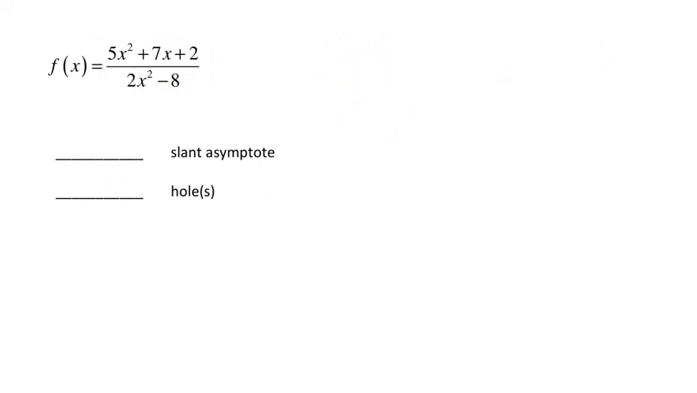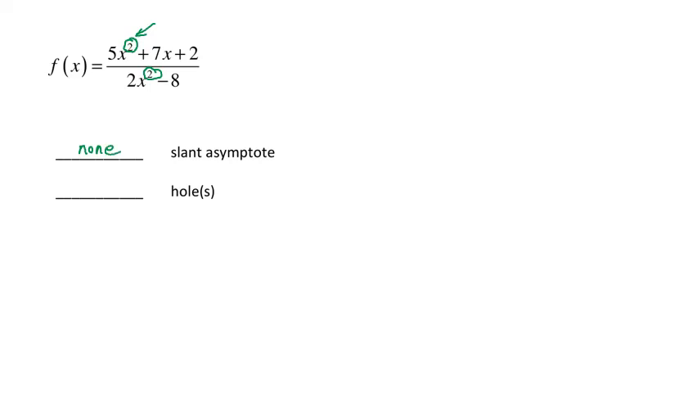To find if there's a slant asymptote, we need to determine if the numerator has a degree of exactly 1 more than the denominator. The degree here is 2 and the degree here is 2. So in the numerator, the degree is not 1 more than the denominator. That means there is no slant asymptote.